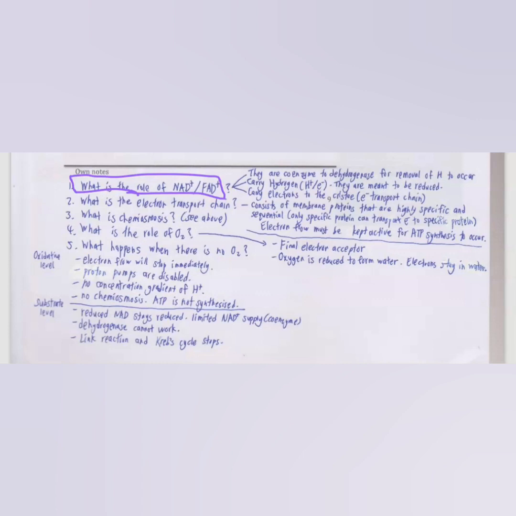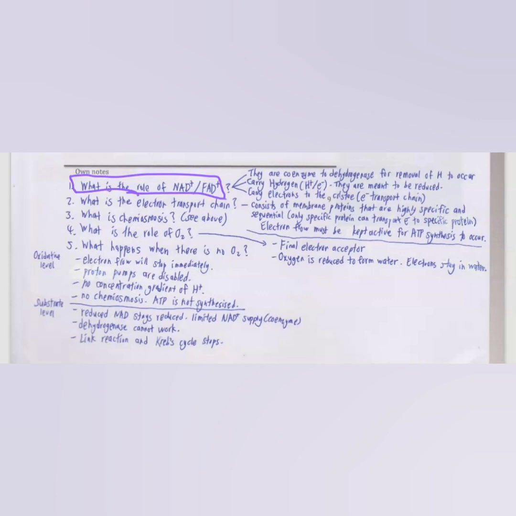So they are carrying electrons and protons to the cristae, where they become oxidized, and then protons and electrons are released, and NAD and FAD are set free. And these NAD and FAD, when set free, are again available for carrying the protons and electrons from glycolysis, link reaction, and the Krebs cycle.